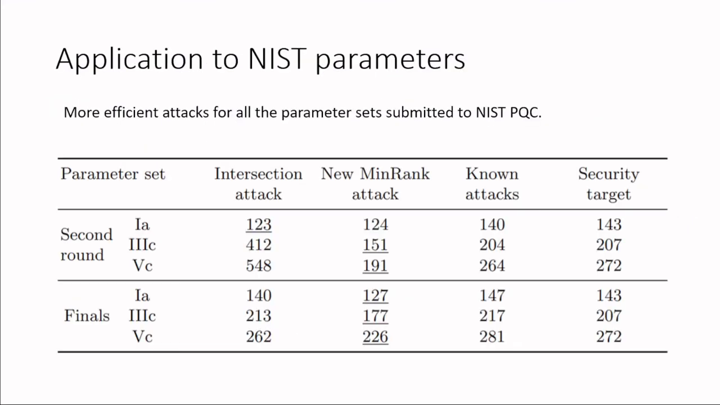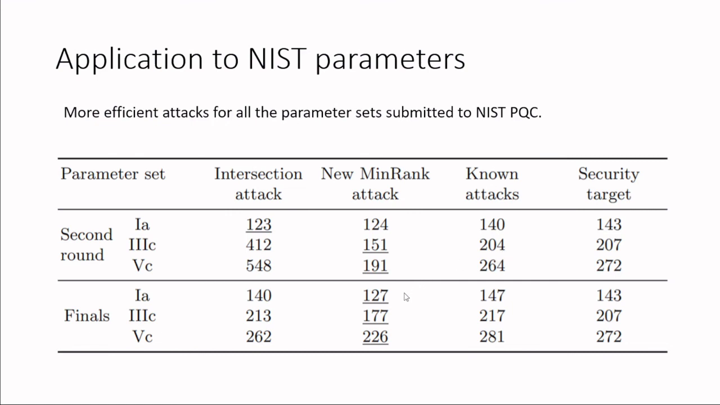Okay, so I mentioned in the beginning that Rainbow was one of the finalists in the NIST competition. So let's now have a look at the parameters that were submitted to this competition. The first column of the table gives you the complexity of this intersection attack that I talked about in the context of UOV, but which can also be made to work against Rainbow. And the second column is this new MinRank attack that I just talked about. You can see that for all the parameters, either this intersection attack is the most efficient, or this new MinRank attack is the most efficient. So for every parameter, we improve on the best known attacks by quite a bit.